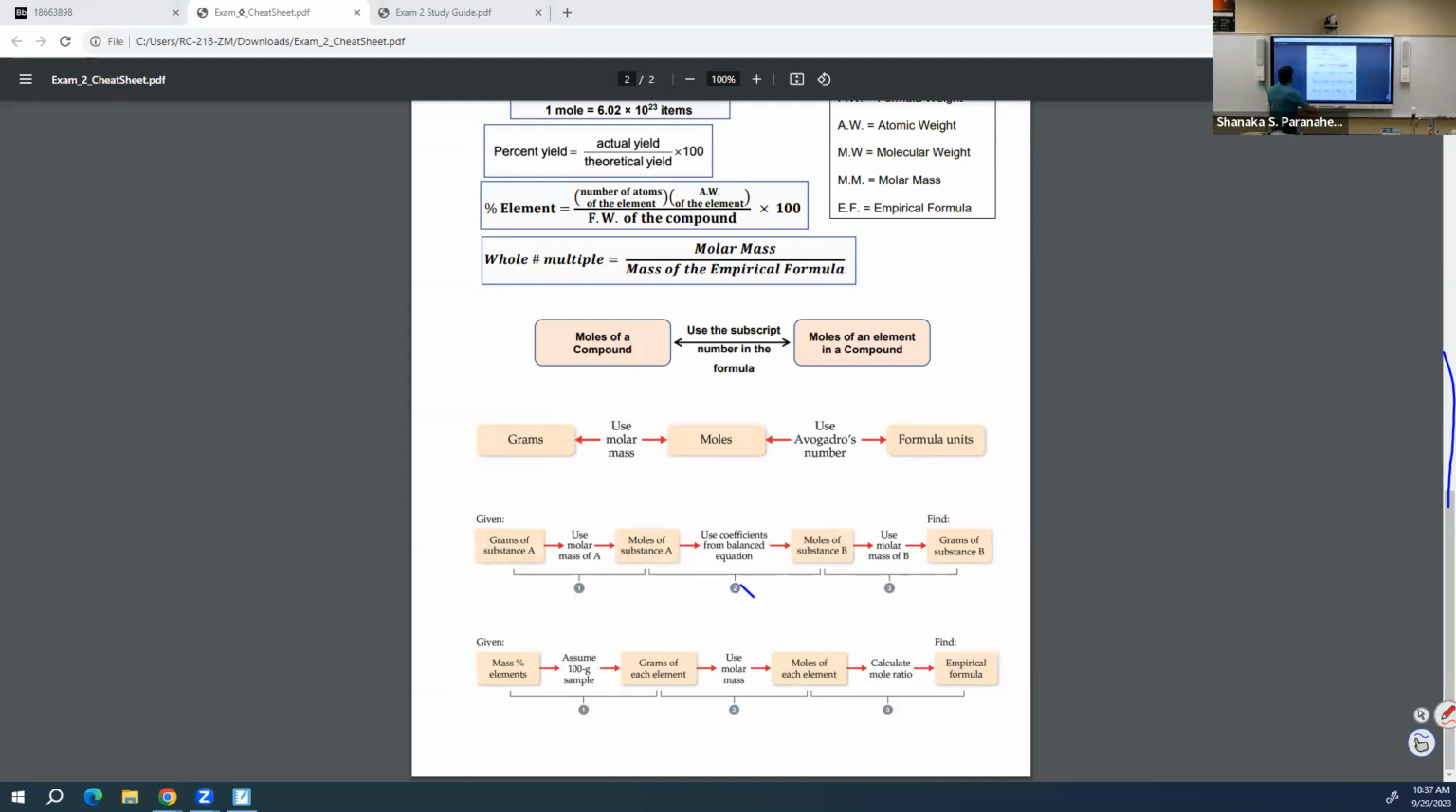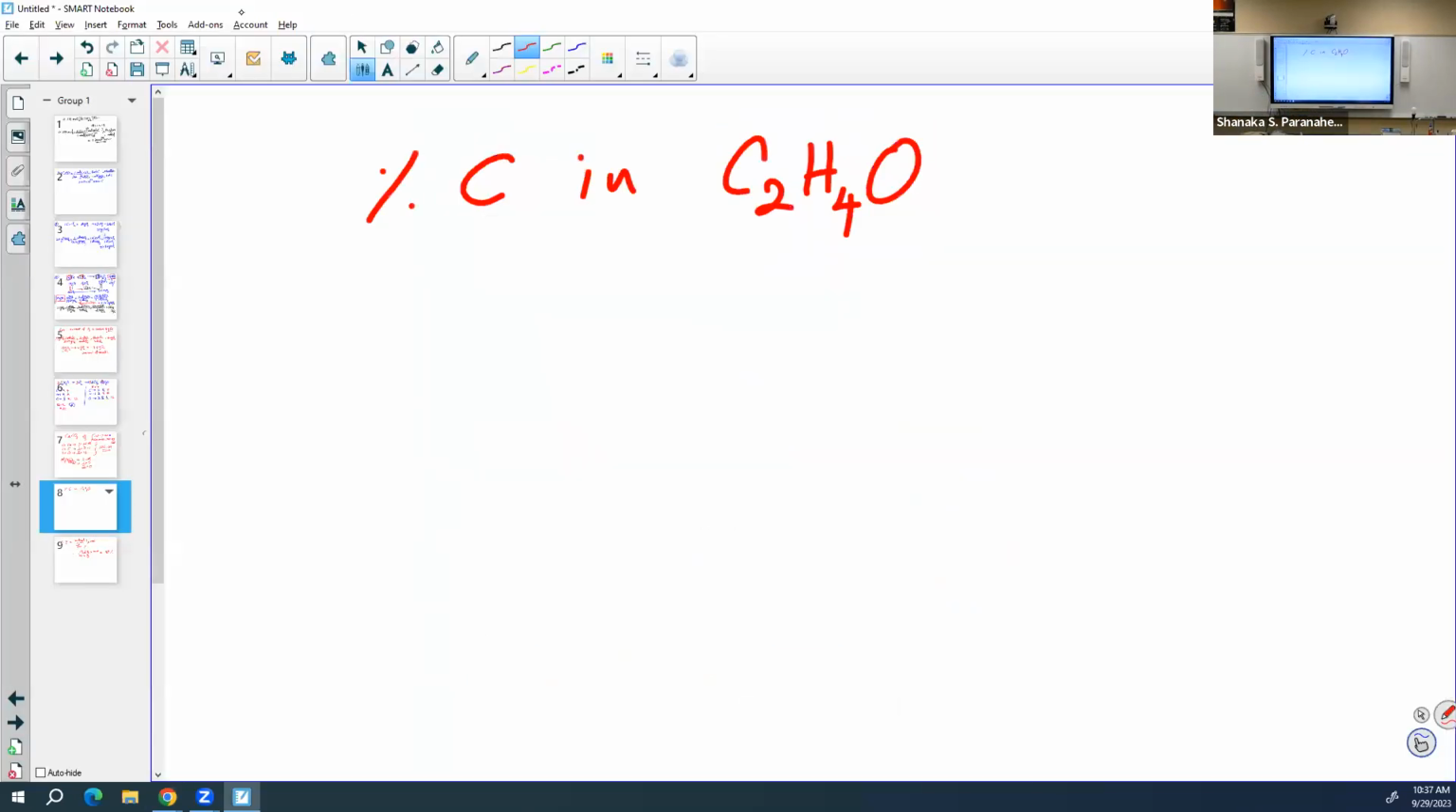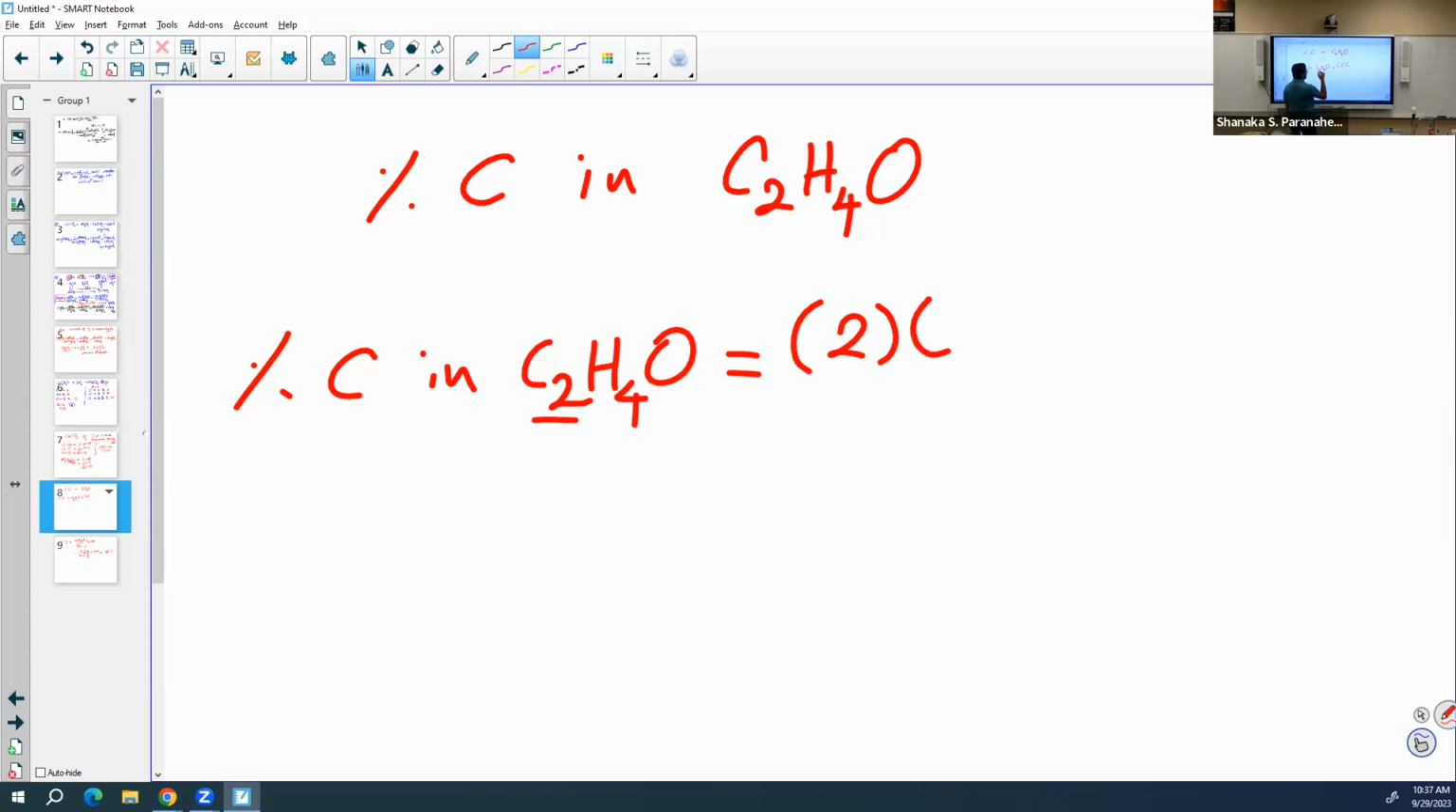Okay, so this is the equation. Percent composition of an element is the number of atoms of the element times the atomic weight of the element, divided by the formula weight of the compound. So in this question, you may need to calculate the formula weight of the compound. Otherwise, you will not be able to do this question. Percent composition of carbon in this is, according to the equation, number of atoms, subscript number 2, times the atomic weight of the element. Use your periodic table: 12.01 atomic mass units.